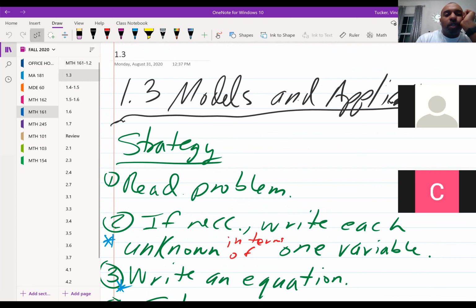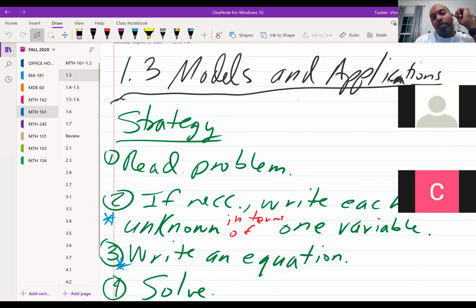All right, so let's touch on 1.3. Not saying we're gonna finish, but we got some time here. So 1.3 is models and applications. So basically, starting off with some word problems. So the strategy is first you want to read the problem. Of course, got to make sure you understand what's going on in the problem.